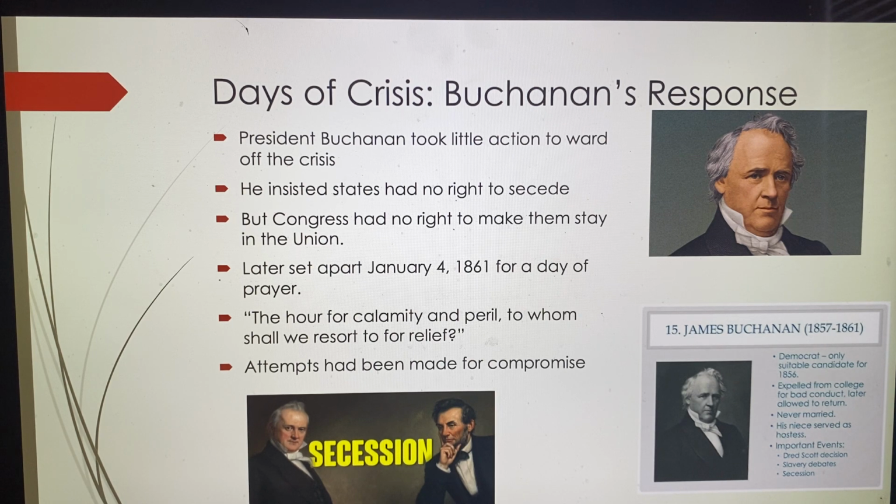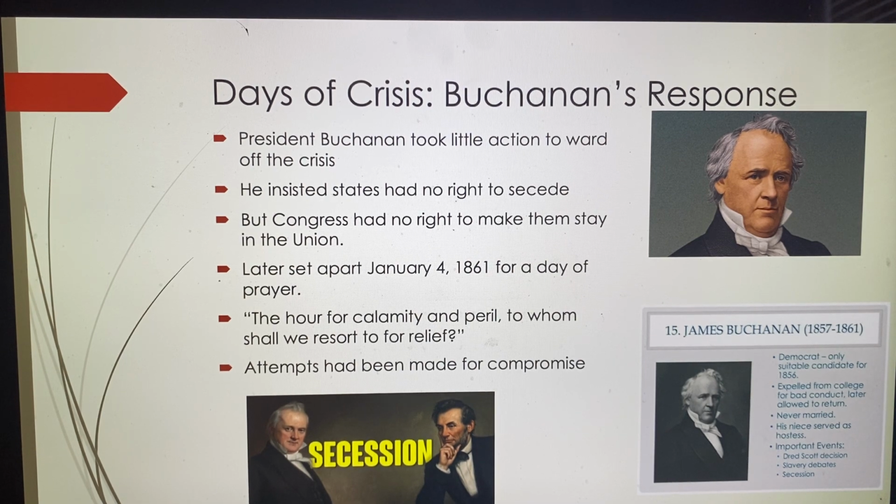So that was a very ambivalent decision, basically saying they have no right to secede, but Congress has no right to make them stay. And later, he did set apart the day, January 4th, 1861, for a day of prayer because he knew what would happen. He knew that we were on the edge of war. He said, in the hour of calamity and peril, to whom shall we resort for relief? He's basically saying the hour of calamity is going to come, so we must go to who? Well, we know to go to God for relief. So that's what Buchanan said. And attempts had already been made for compromise. We'll find some of these attempts at the last minute, but still none of them go through.